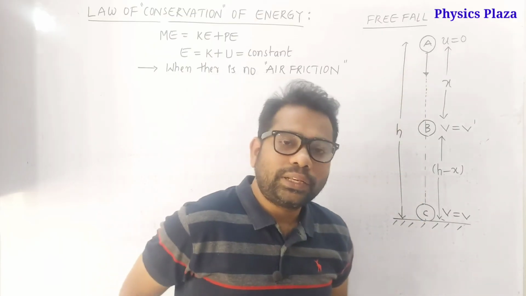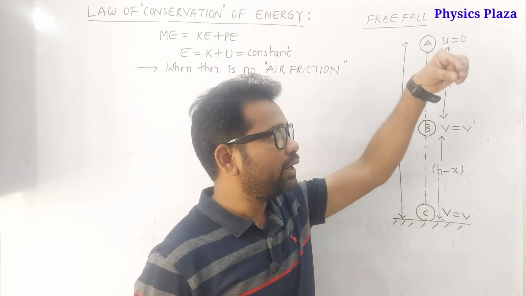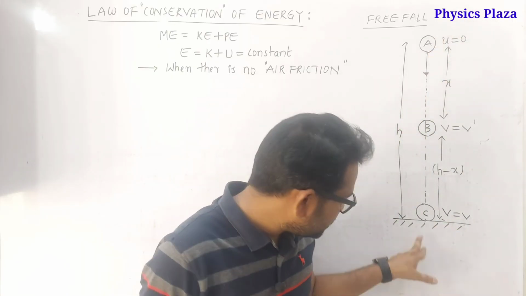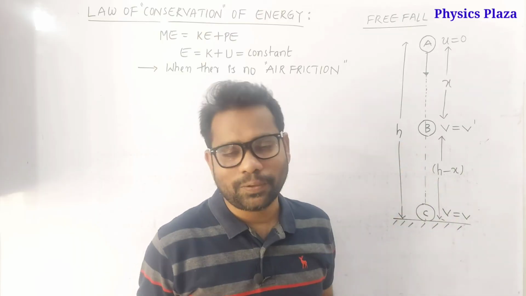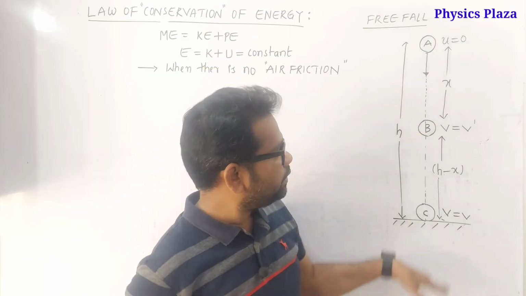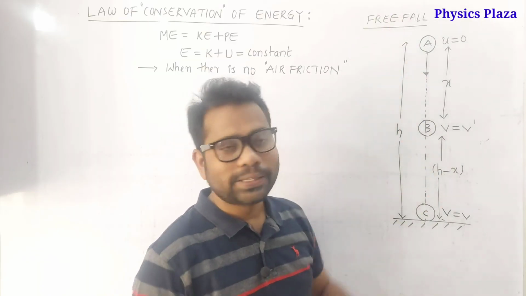Children, let us take 3 cases. One is the initial point from where it is left. One is the point C, it's just about to touch the ground. It's actually drawn in the diagram as touching, but it's just about to touch the ground. And B may not be a midpoint, children. It is anywhere in between A and C.